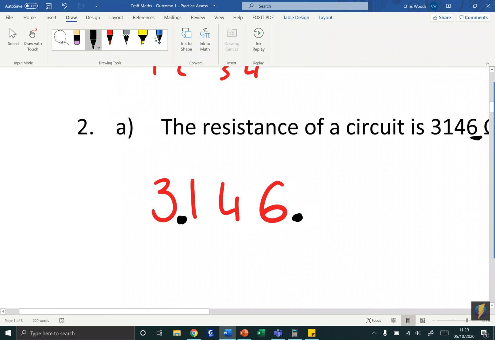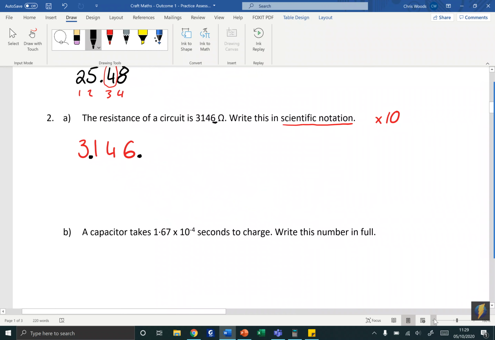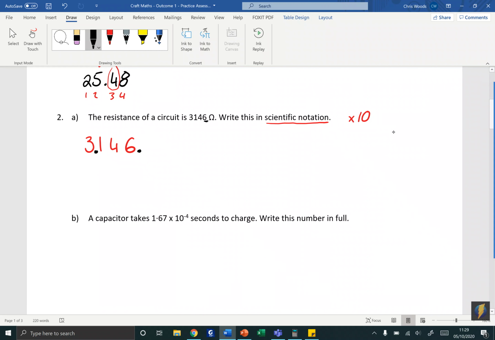If you have £3,146, when you print your bank statements, your bank statement would read £3146.00. They would give you that. So the decimal does exist, it's just not shown. It needs to go 1, 2, 3 spaces. So your final answer is going to be 3.146 times 10 to the power of 3, and it's to the power of 3 because I moved it 1, 2, 3 spaces. So again, no working really required.